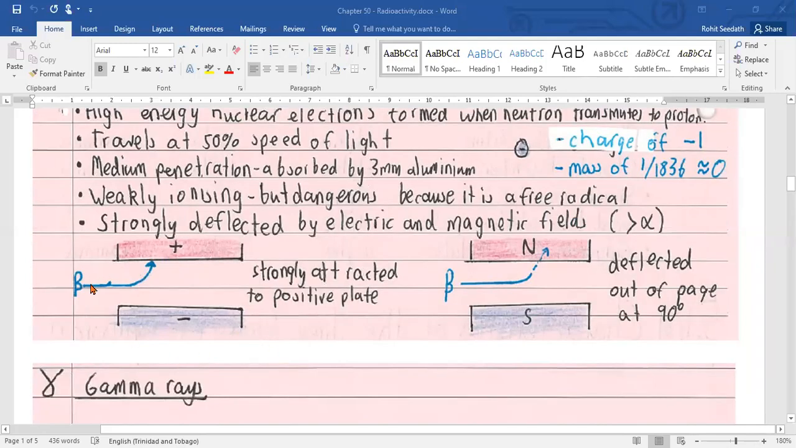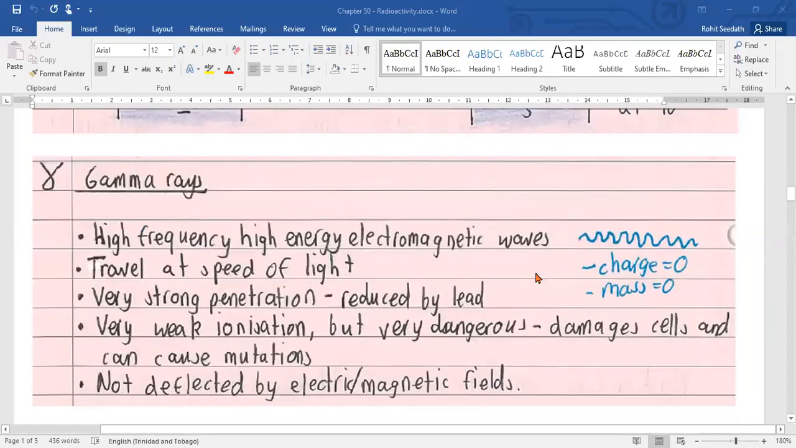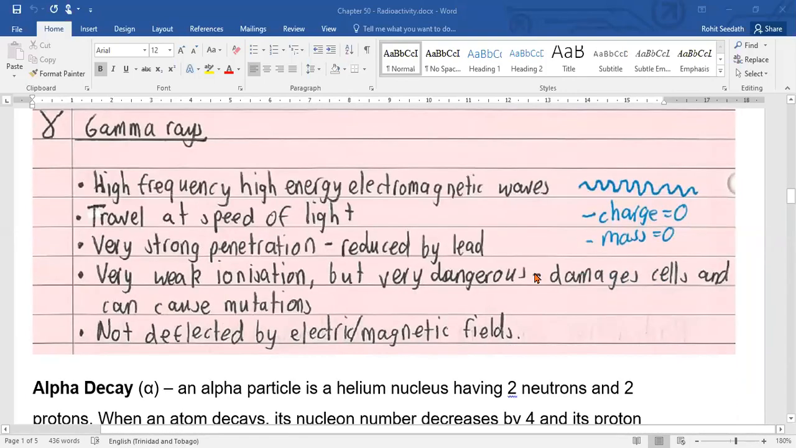In the electric field, beta is strongly attracted to the positive plate, whereas alpha particles were attracted to the negative plate. In the north and south pole, beta is deflected 90 degrees out of the page, whereas alpha was into the page. That is the main difference between them. Gamma rays.